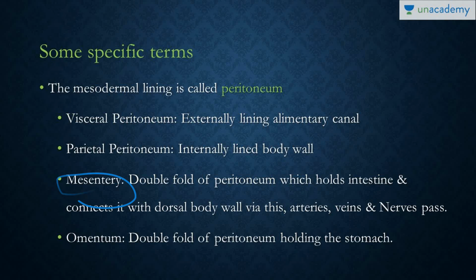Then we have mesentery. Mesentery is nothing but a double fold of peritoneum, which holds the intestine and connects it to the dorsal body wall, and through it arteries, nerves, and veins pass. It's a double fold of peritoneum around the intestine or the bowel. That's the important thing. Then we have omentum. Omentum is also a type of peritoneum, and it holds the stomach. It's also a double fold, and it holds the stomach.